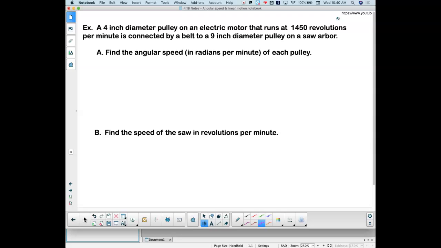You try this one now, I should say, would be a better way of me saying that. So a 4-inch diameter pulley on an electric motor is running at 1450 revolutions per minute, connected by a belt to a 9-inch diameter pulley on the saw arbor. That's the saw blade, is another way of saying that. Find the angular speed of each pulley and find the speed of the saw in revolutions per minute.